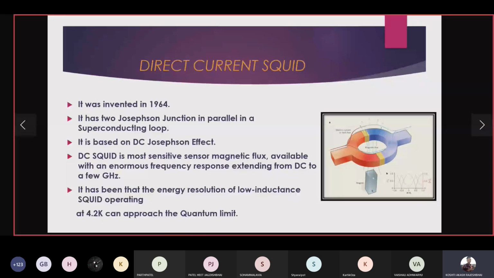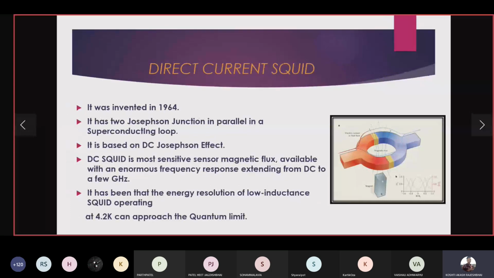DC SQUID is the most sensitive magnetic flux detector available, with an enormous frequency response extending from DC to a few gigahertz. The energy resolution of a low inductance SQUID operating at 4.2 Kelvin can approach the quantum limit.